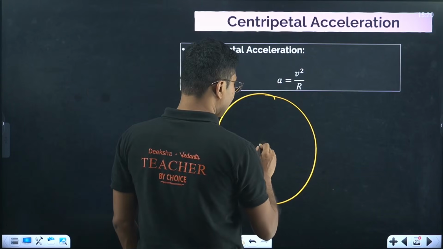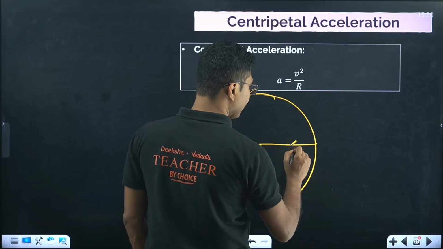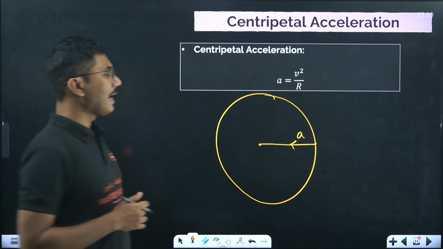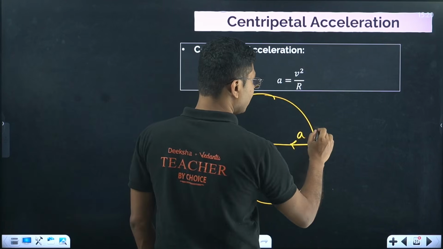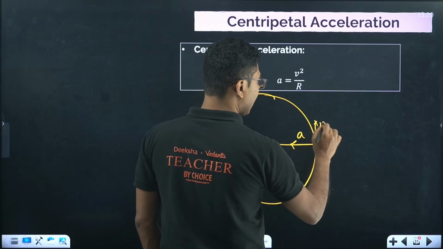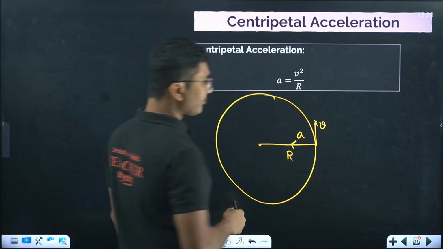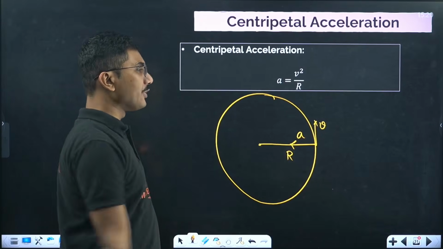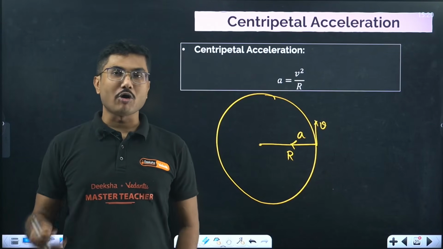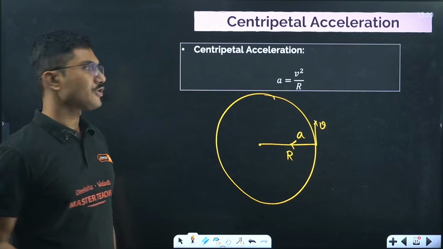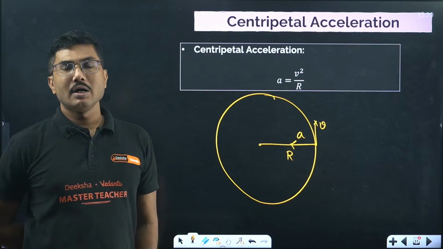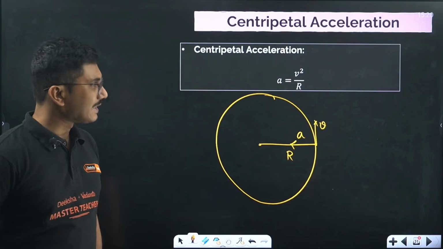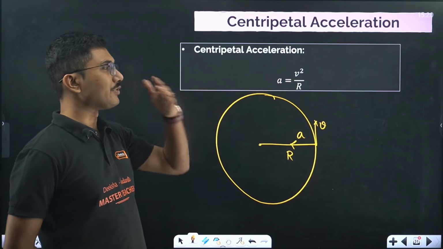There is always an acceleration acting towards the center, which is called centripetal acceleration, and it is given by v square by r. So v is the velocity and r is the radius of the rotation. This happens only in rotational motion. When an object is rotating in a circular motion, there will always be an acceleration towards the center of the circular path, and that acceleration is called centripetal acceleration. Its value is v square by r.